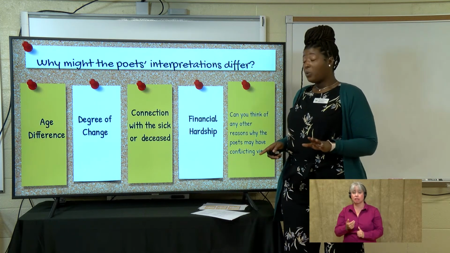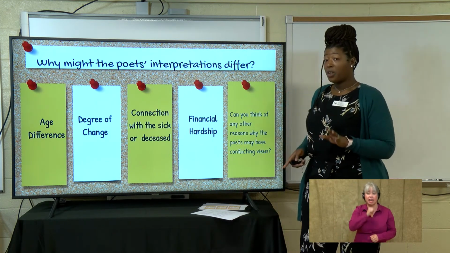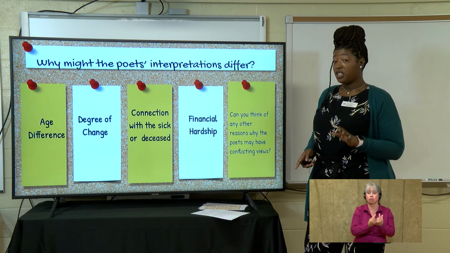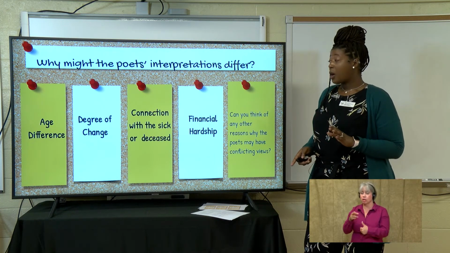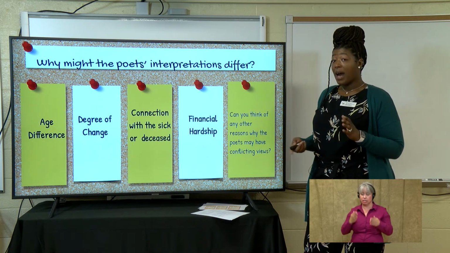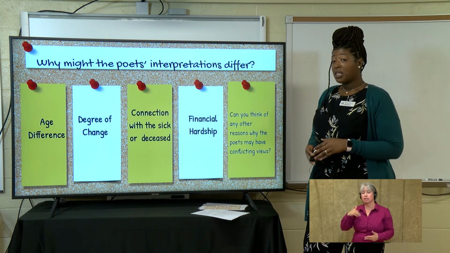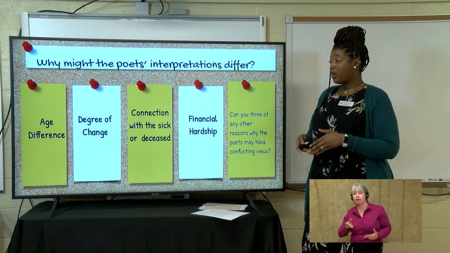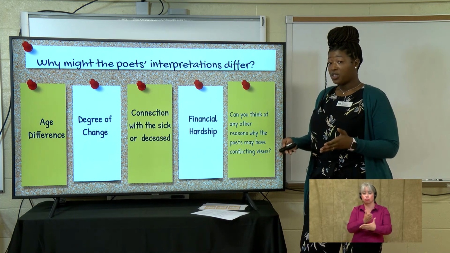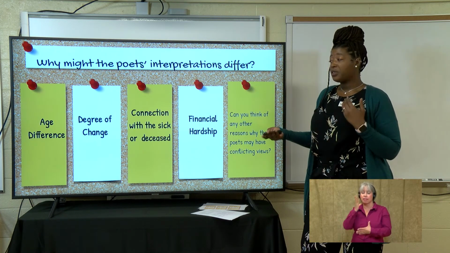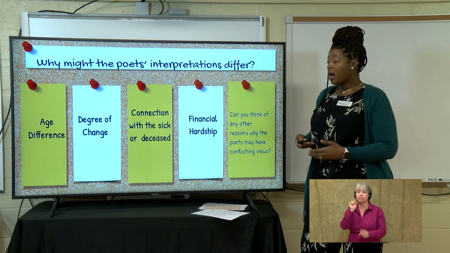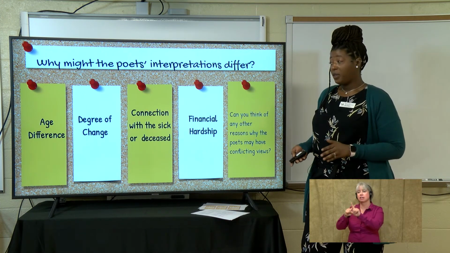The most significant one would be the age difference. We know our first poet is a retired teacher, so she's a mature adult. Our second poet is a teenager or a high school student, and our last poet is a young child. So because the range is so different between their ages, they are able to experience and understand or work through the complications of the pandemic a lot differently.